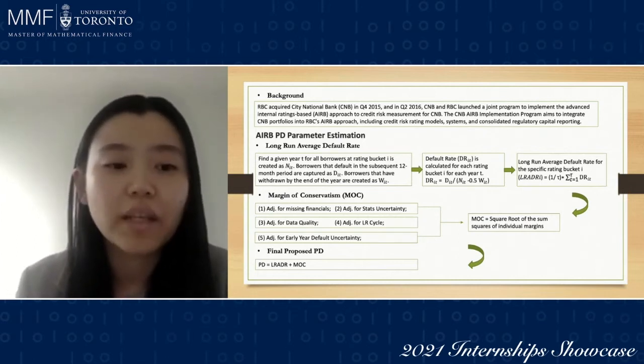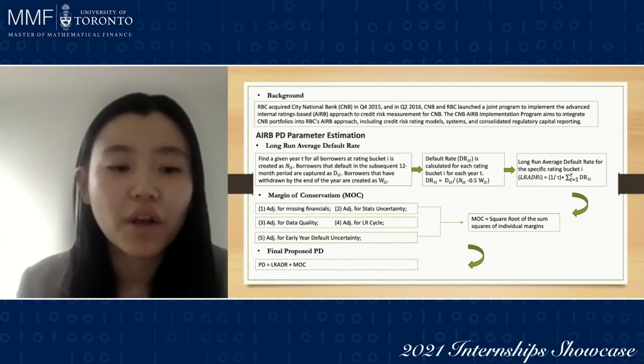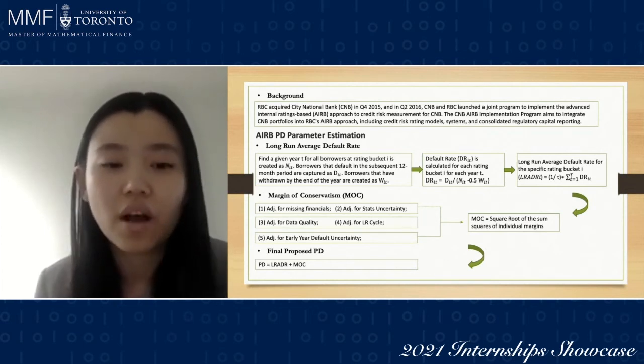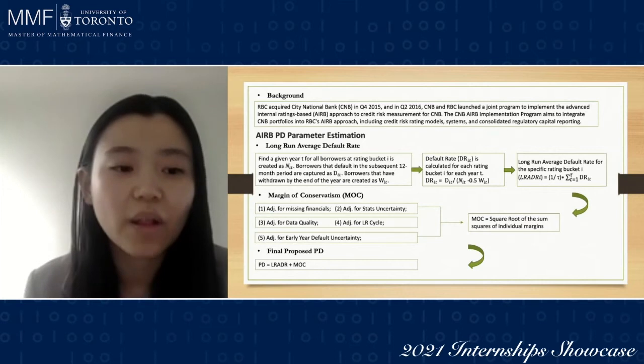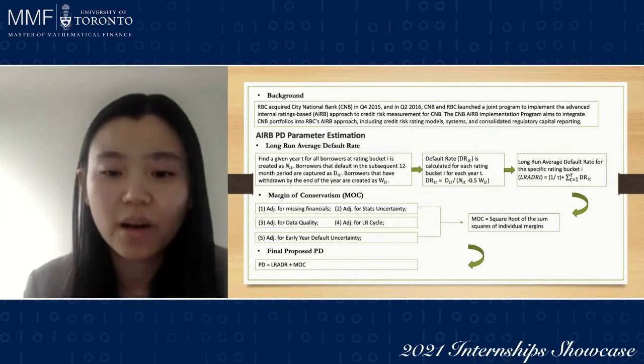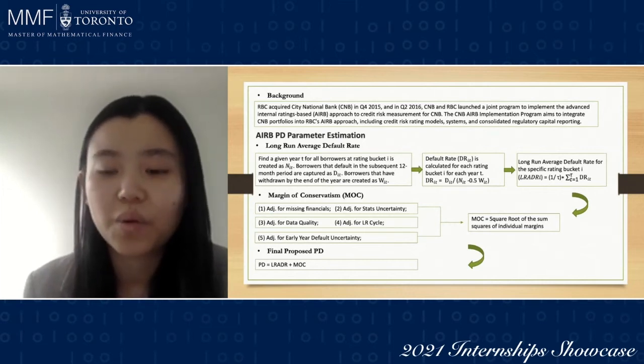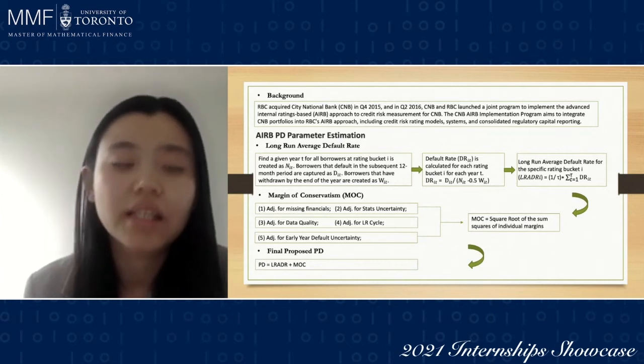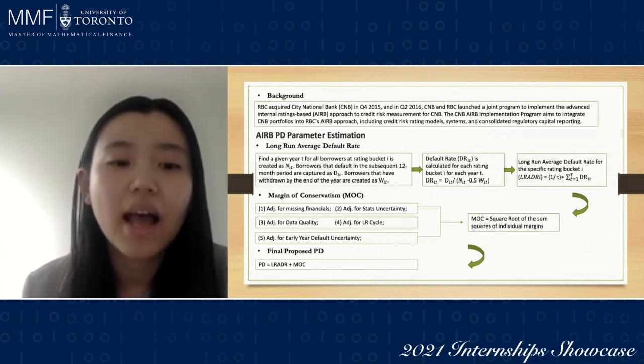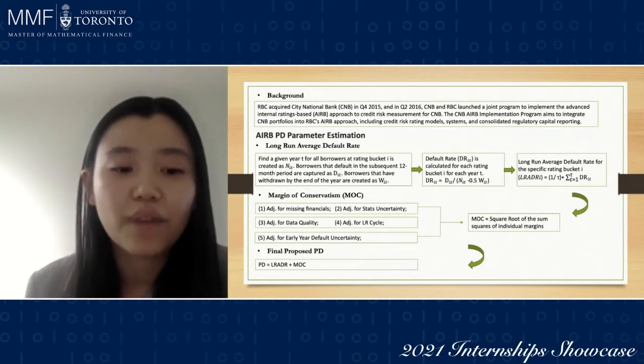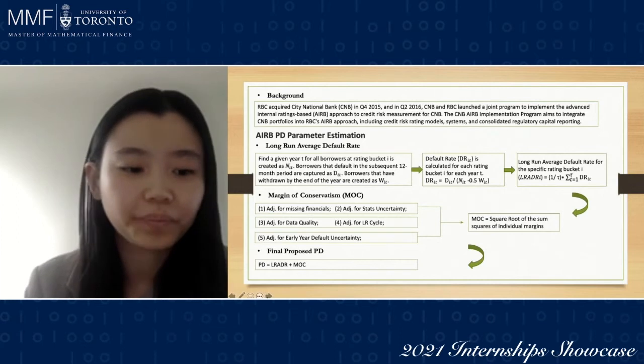We also need to populate the margin of conservatism, short for MOC, and all the adjusted margins are listed here. MOC equals the square root of the sum of squares of the individual margins. Finally, we combine the long-run average default rate and MOC to get the final proposed PD.